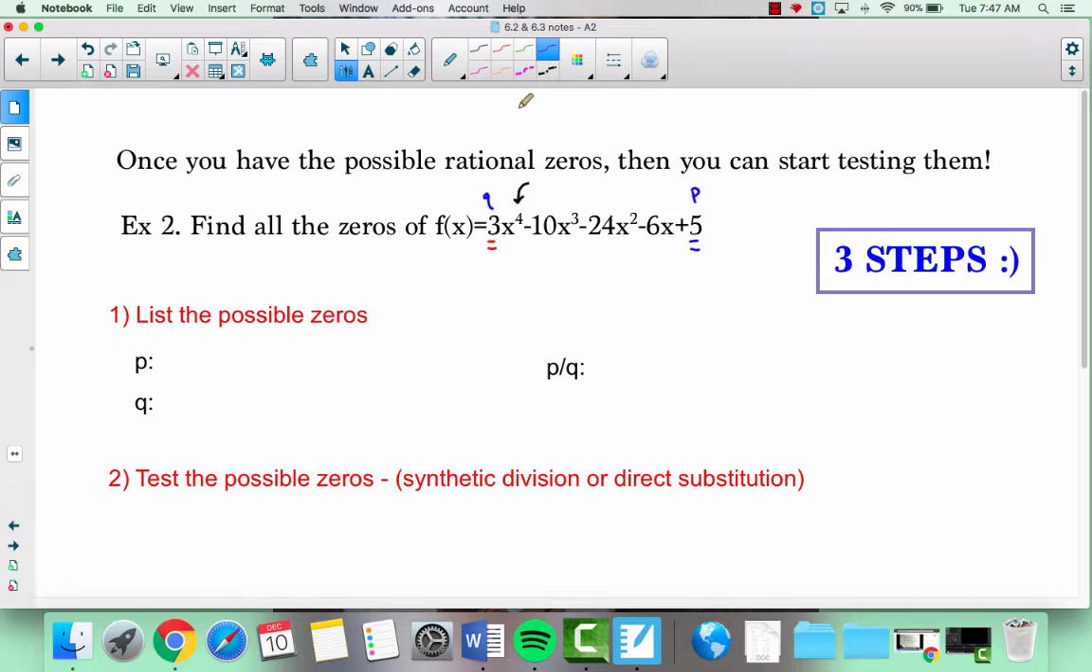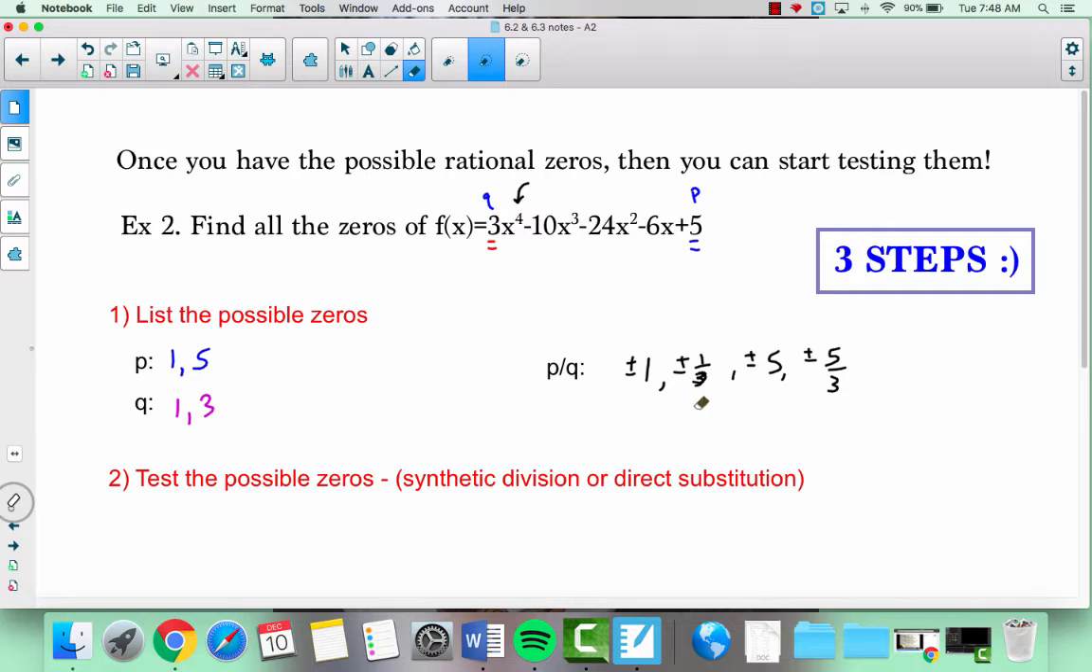And so I'm going to go ahead and list those possible zeros. So we'll start with p. Our possible factors of 5 are 1 and 5, and our factors of q are 1 and 3. And remember, it's always the p's over the q's, so I'm going to go ahead and list those possible factors. 1 over 1 is 1. 1 over 3 is 1/3. 5 over 1 is 5, and 5 over 3 is 5/3. And remember, each item has a plus or minus in front of it because we have 2 potential answers there.